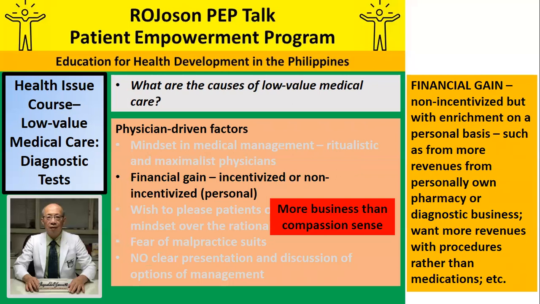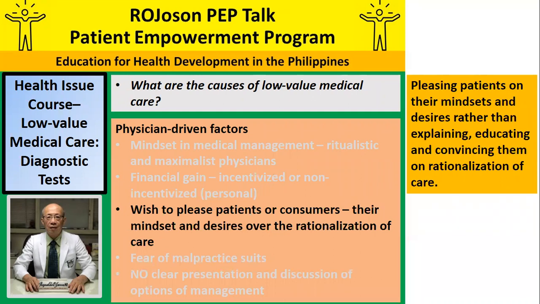For the non-incentivized kind of financial gain, they do things to enrich themselves on a personal basis. So they have more business sense than compassionate sense. An example will be some physicians will own some pharmacy, and so they will prescribe drugs that will promote their pharmacy. Some would also own diagnostic services. Again, they might order diagnostic tests left and right.